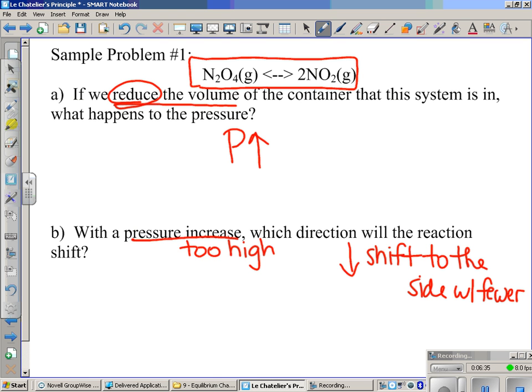So if we look at this equation, for this one in particular, we have a 1. So 1 mole of N2O4 is in equilibrium with 2 moles of NO2. So if it's going to shift to the side with fewer moles, it's going to shift to the left.